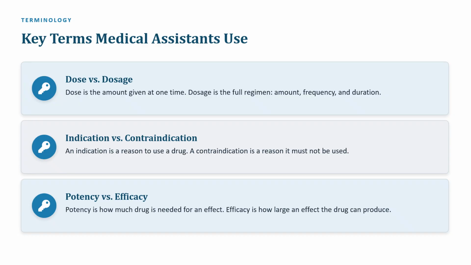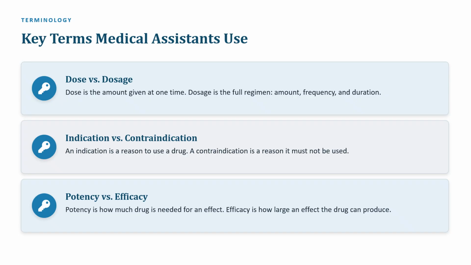These three word pairs come up constantly, and each pair contains two terms that sound similar but mean different things. Getting them straight now will save you confusion later. First, dose versus dosage. A dose is the amount of a drug given at one single time, such as one tablet. Dosage is the complete regimen, meaning the amount plus how often it is taken plus how long it is continued. So one tablet is a dose, but one tablet twice a day for 10 days is a dosage.